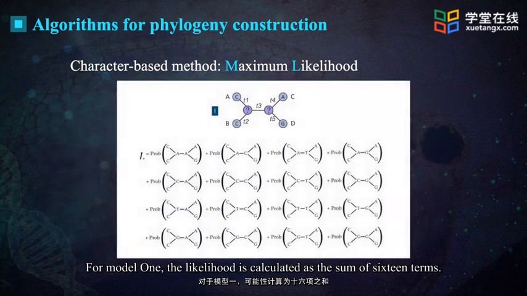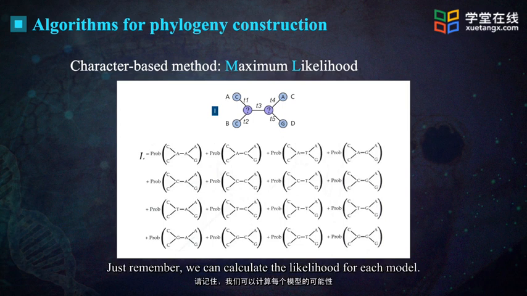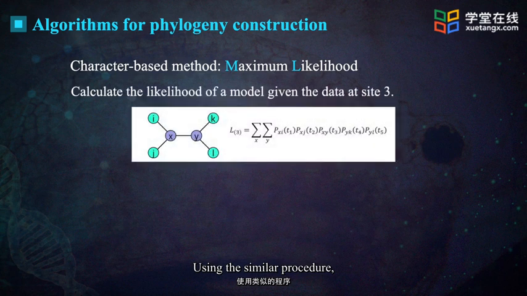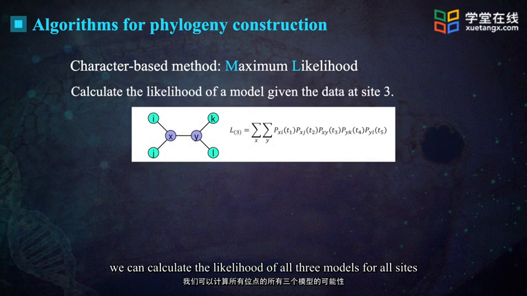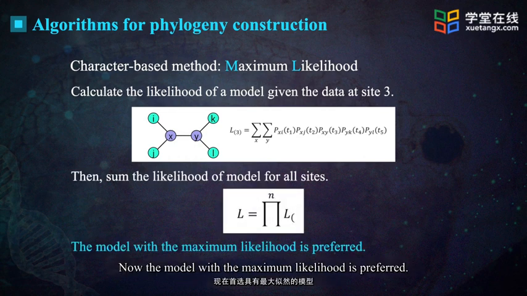For model 1, the likelihood is calculated as the sum of 16 terms. It is somewhat complicated. Here we do not want to deal with the mathematical details. Just remember we can calculate the likelihood for each model. Using a similar procedure, we can calculate the likelihood of all three models for all sites and then add them up. Now, the model with the maximum likelihood is preferred.